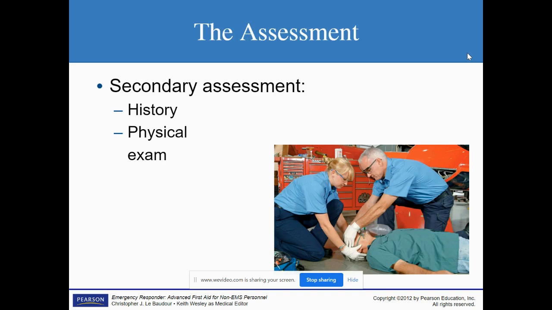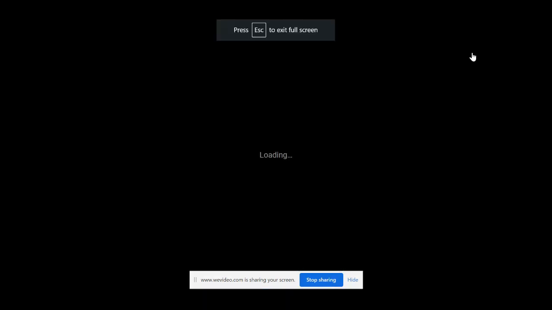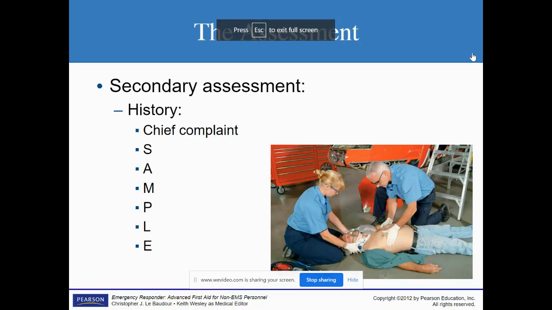So, the secondary assessment. Once we've determined that there are no immediate life threatening situations, but the victim or patient is in need of help, it is important to note that the secondary assessment consists of two components. We're going to be looking at the patient history and a physical exam of the patient. So the history includes as much information about the current problem and the chief complaint and any past medical history that may pertain to this current situation that we're dealing with.